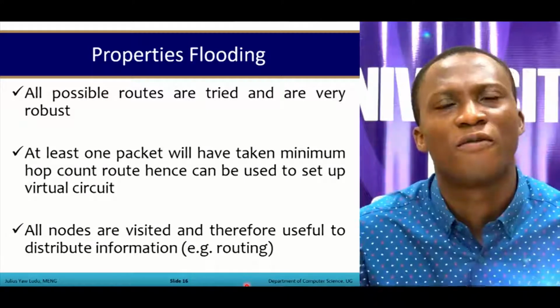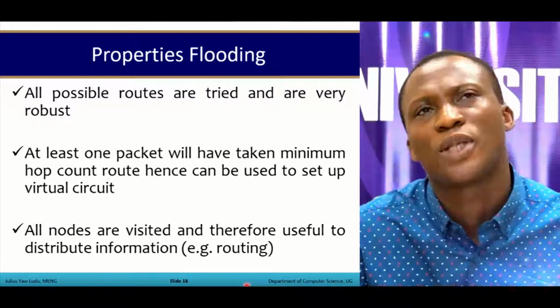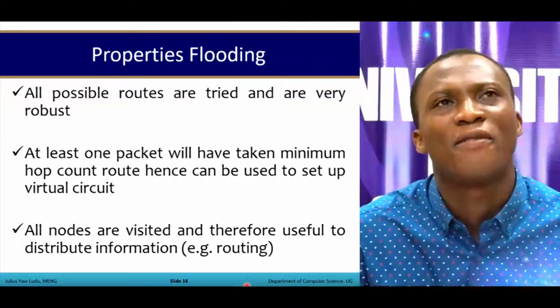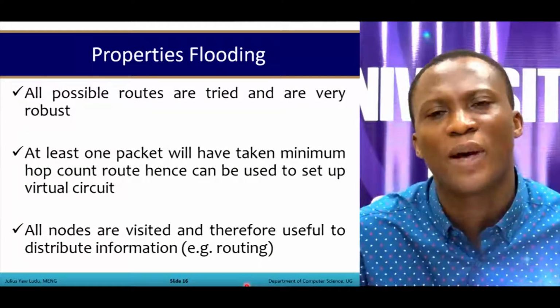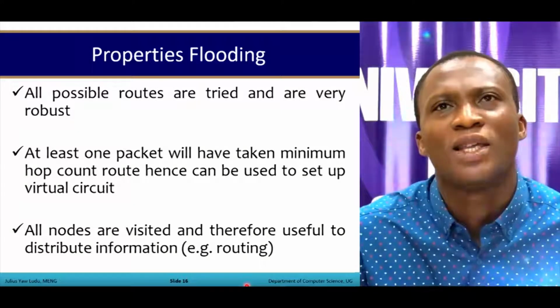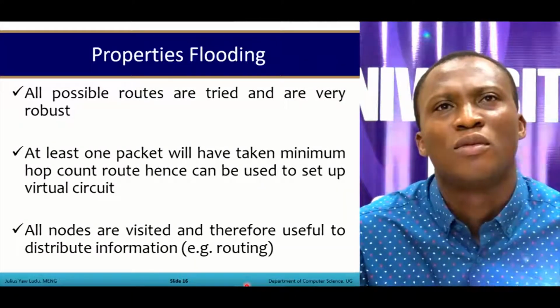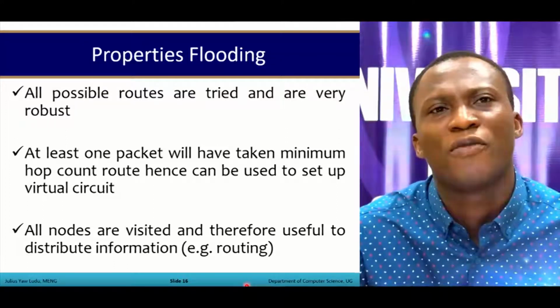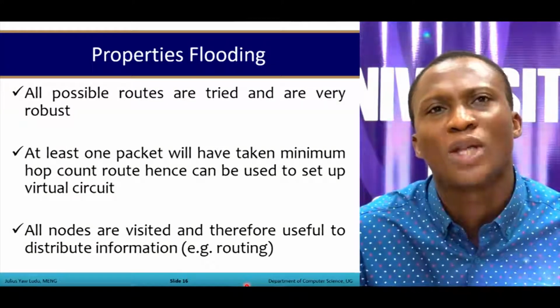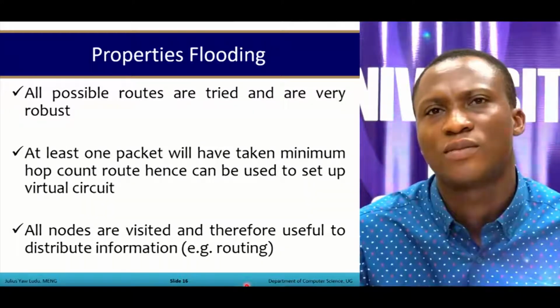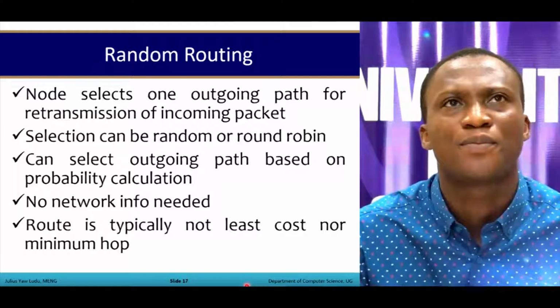What are the properties of flooding? Now, all possible routes are tried and are very robust. At least one packet will have taken minimum hop count and hence can be used to set up virtual circuits. Now, all nodes are visited and therefore useful to distribute information, which is the routing.